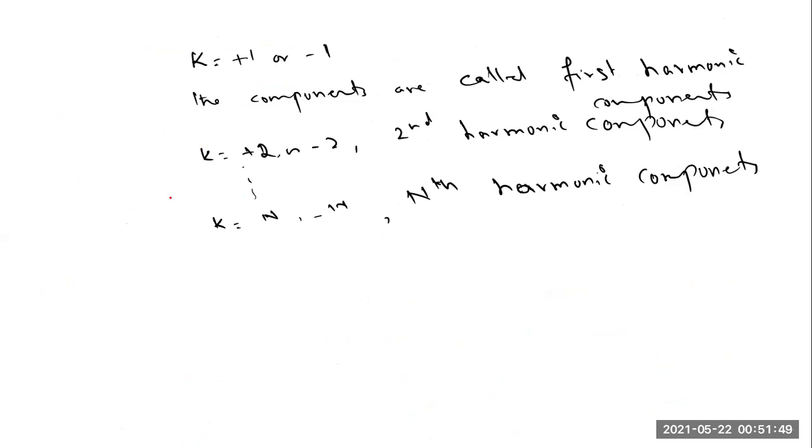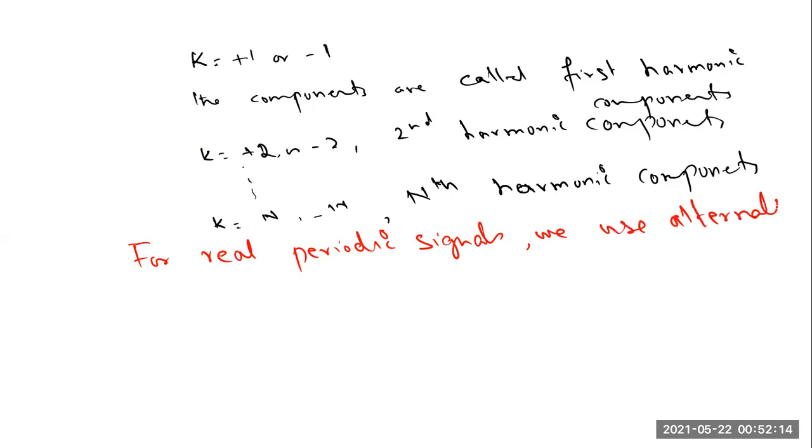So as I mentioned, we normally use the alternate form for real periodic signals. So let me say, for real periodic signals, we use the alternate form of Fourier series as derived below.